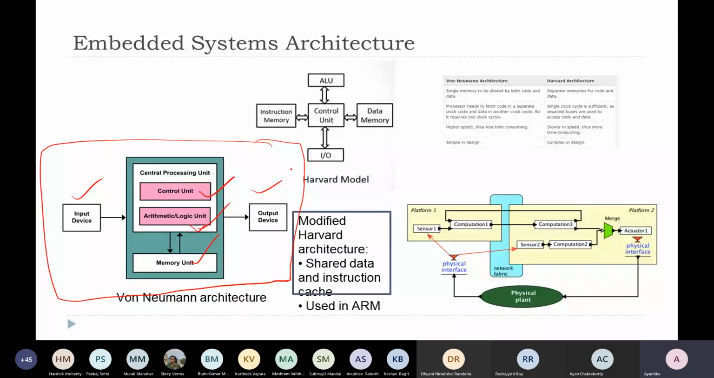And when you are designing those system architectures, or when we are designing an embedded controller or embedded software, which part will you focus on?